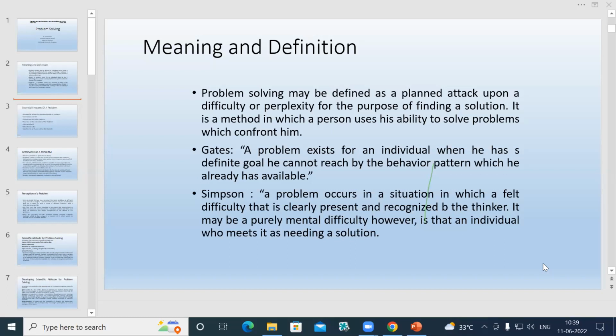So this is the definition, and there are various kinds of problems, like analogical problems, or you can say heuristic, which we will define later on. Then please change the slide.